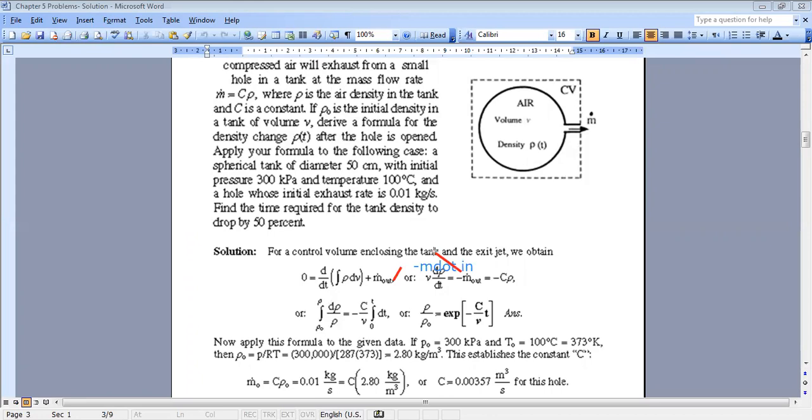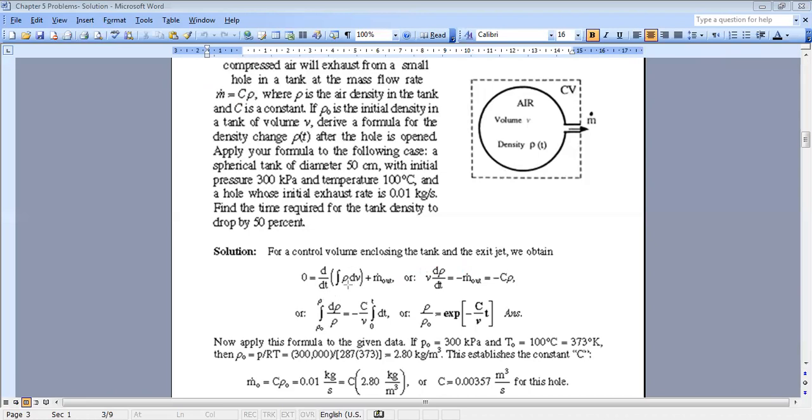Now let us replace the other terms by their values. First, m dot out is given in the problem as a function of the density. M dot out is equal to a certain constant times the density of air inside my tank. So I still only need to evaluate the term d by dt of the integral of rho dV.